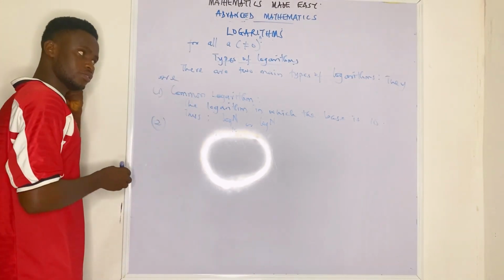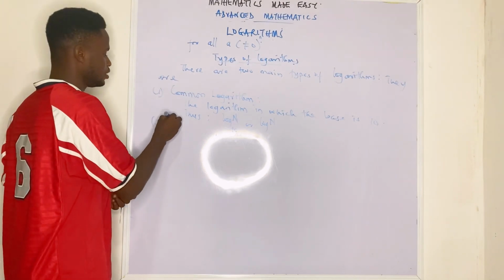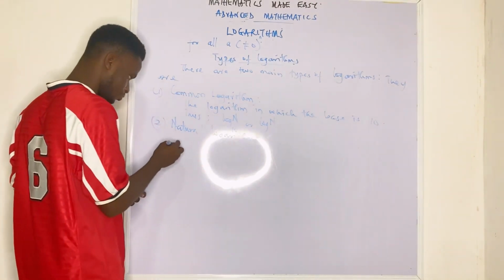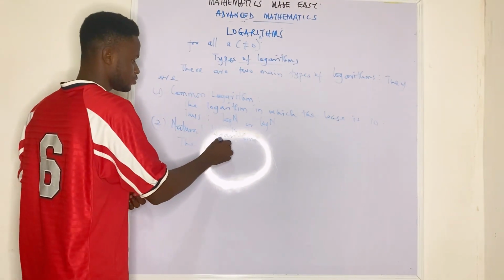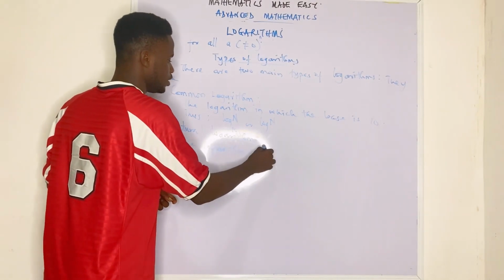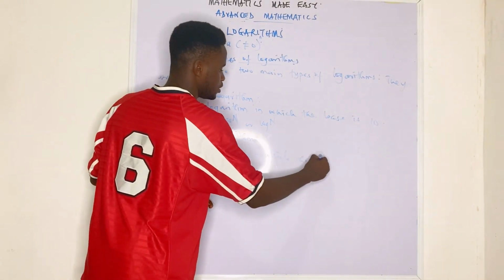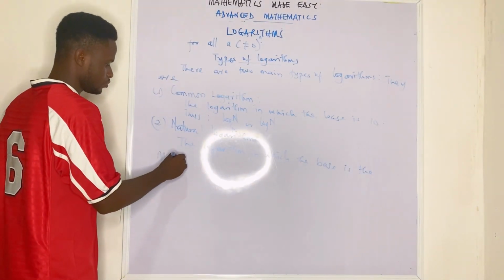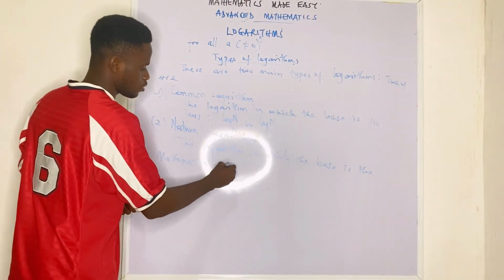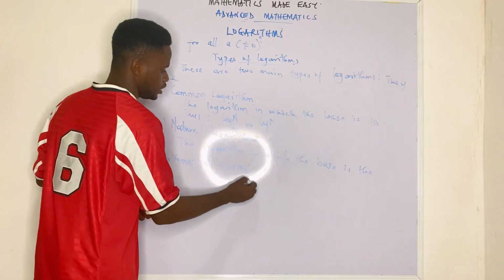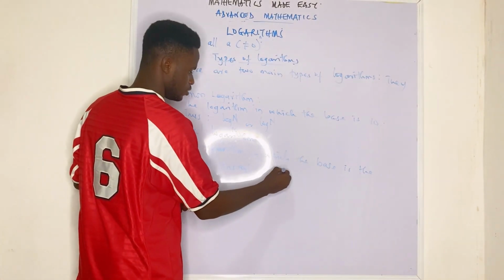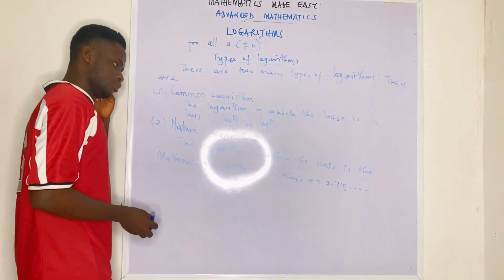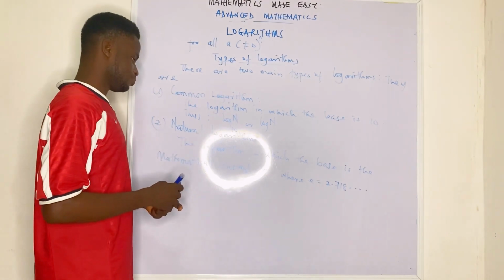So remember, the second type of logarithm is what we call natural logarithm. In the case of natural logarithm, it is the logarithm in which the base is the mathematical constant e, where e is equal to 2.718 and so on, like that.